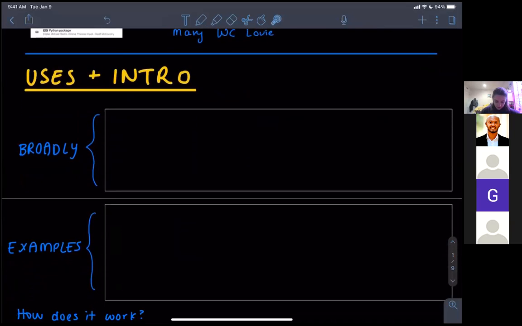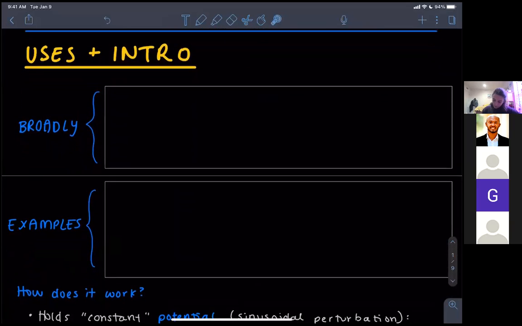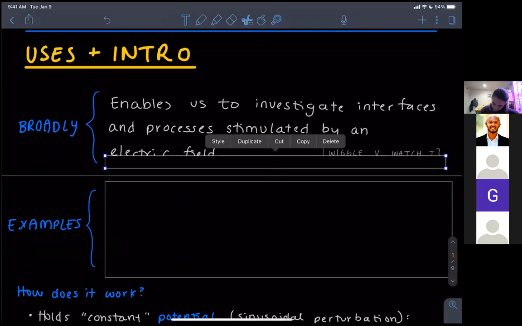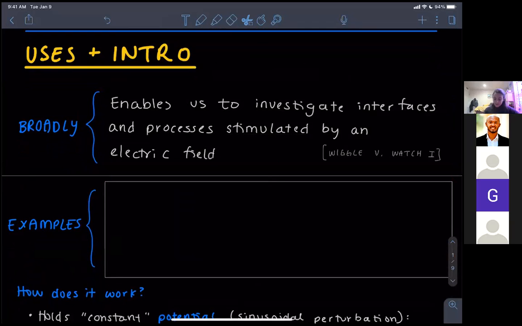All right, let's get into some uses. So most broadly, it enables us to investigate interfaces and processes that are occurring when they're stimulated by an electric field. Although the way I like to say it is thinking about what's actually going on. So essentially what you do in potentiostatic EIS is you're wiggling potential, so you're wiggling V, and then you're going to watch what happens with the current. And then from that, you get impedance. And we'll get a little bit into what impedance means in a bit.